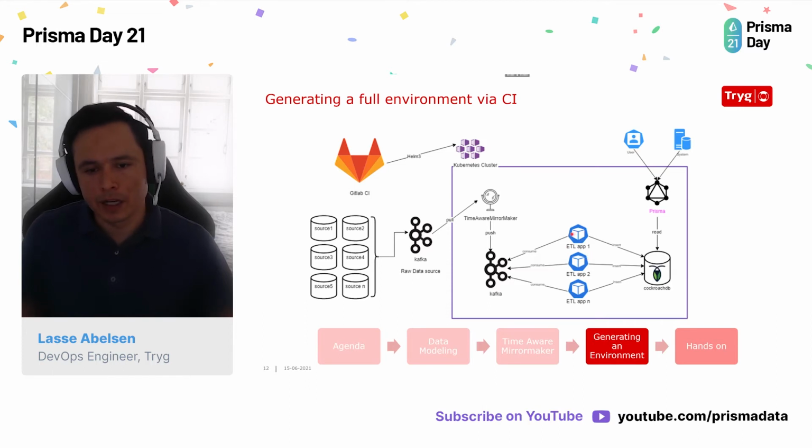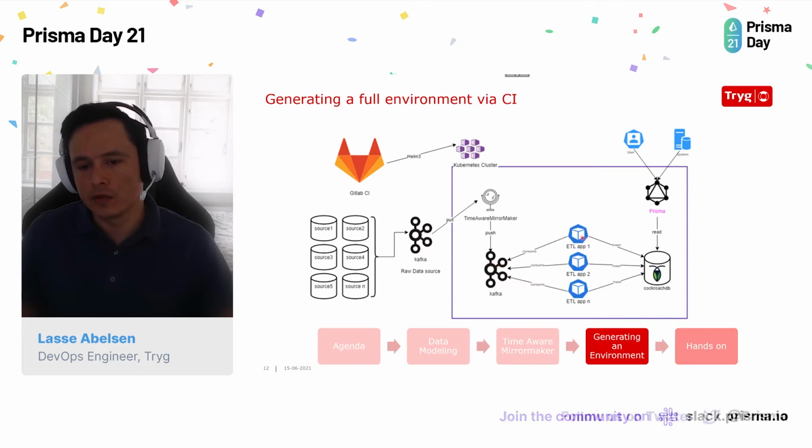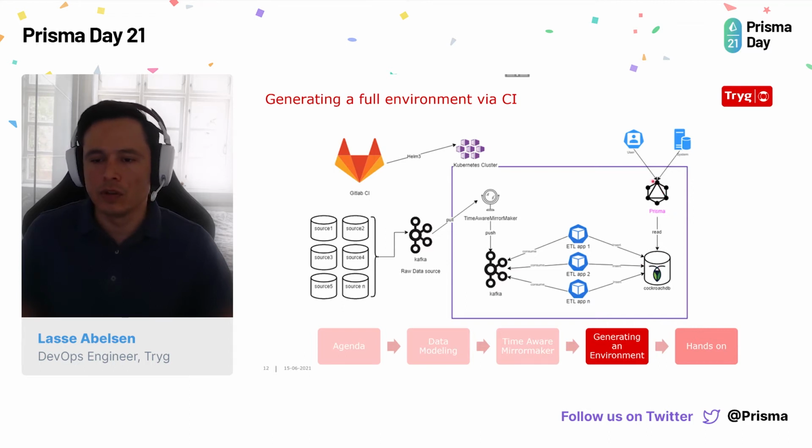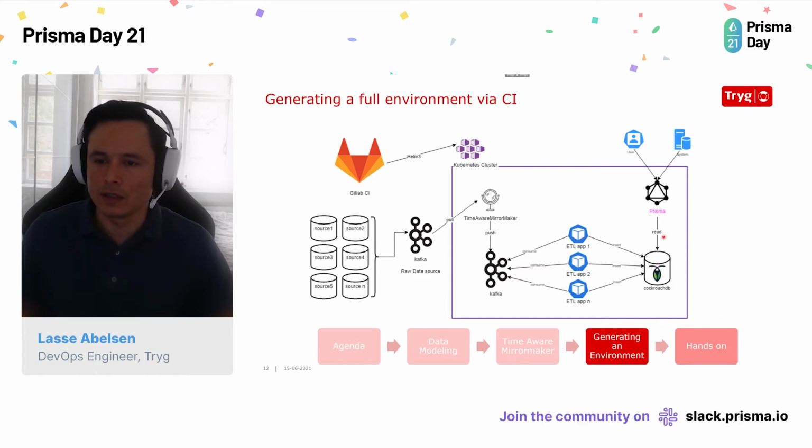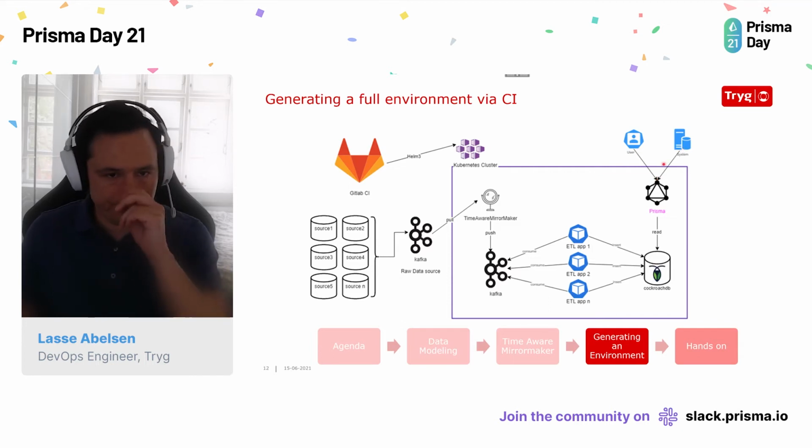So the applications consume data from the Kafka cluster with the synchronized data, and then they transform it and load it into a CockroachDB database, and then we deploy a Prisma pod that has access to this particular environment's database, and we're able to expose this to users or systems.